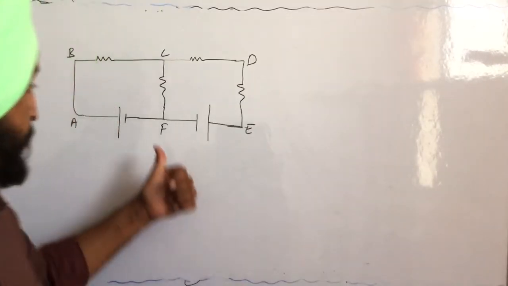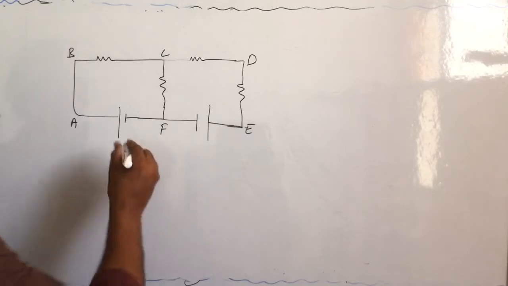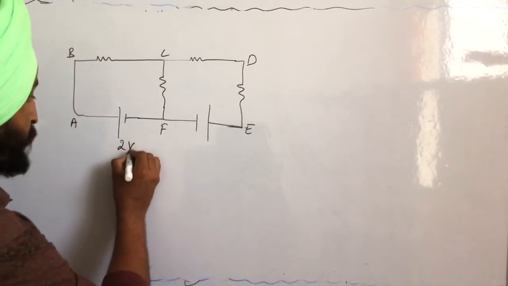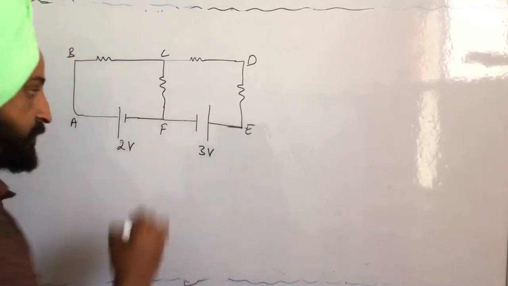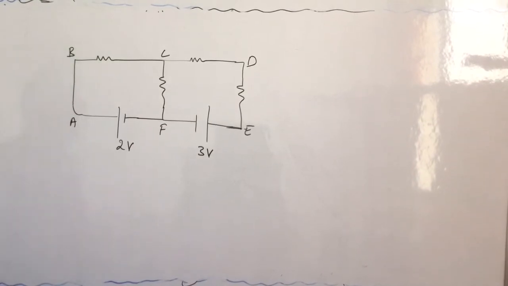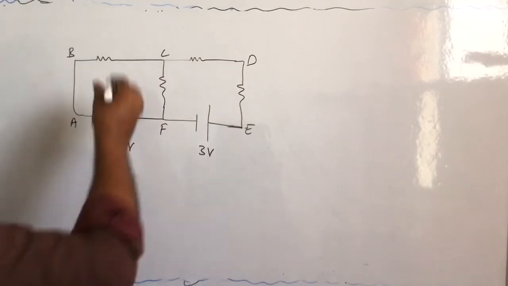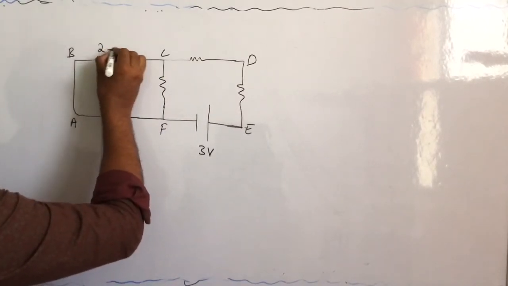So let us start with this question. Here we are given two batteries of EMFs 2 volt and 3 volt respectively, and they are connected with a circuit with 1, 2, 3, plus 1, 4 resistors total, and the value of each resistor is 2 ohm.